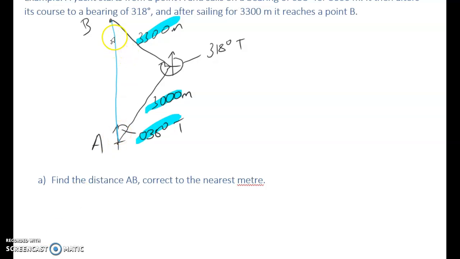And doing that will give us this angle. Once we have those two angles, we can work out the third angle, which then will let us work out the side. So it's a bit of a long one, this one. So what I'll do is I'll stop this video and put it on a second video.